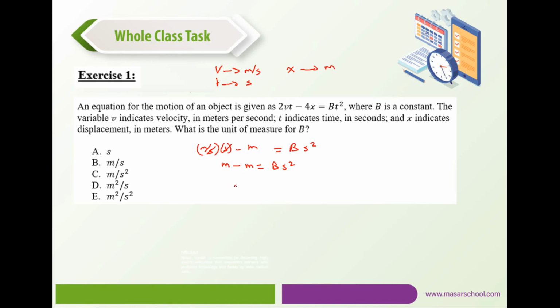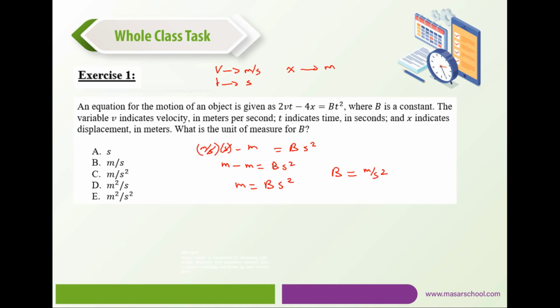Whenever quantities in physics are added and subtracted, they have the same unit. The final answer would be the same unit. That would be meters is equal to b seconds squared. Then in this case, b is equal to meter per second squared. This is one way to do it.